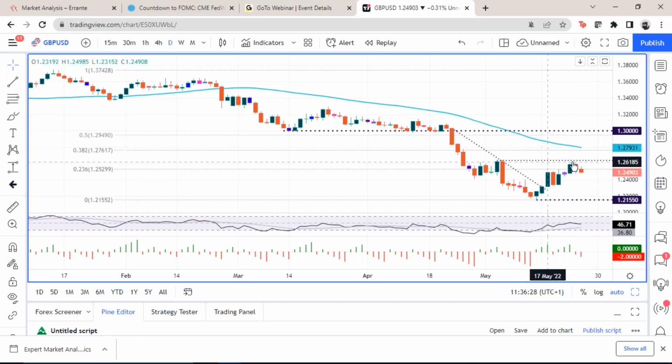Potentially, we just trade in this sort of range, 122 to sort of 126, with that low at 121.55. The Friday the 13th low actually being a key level of support.